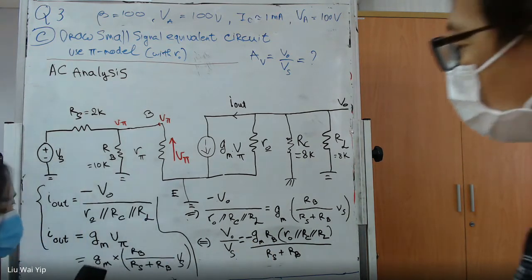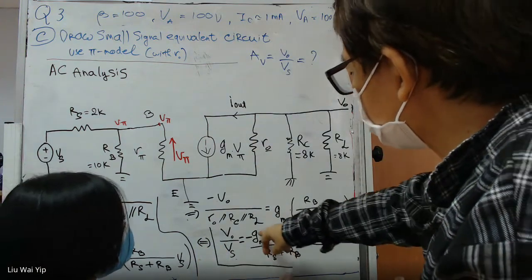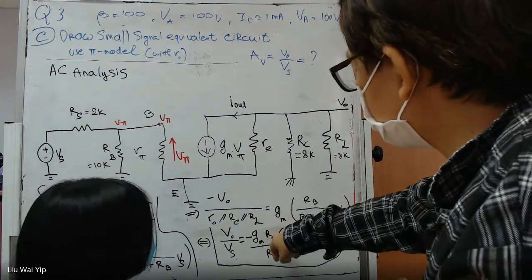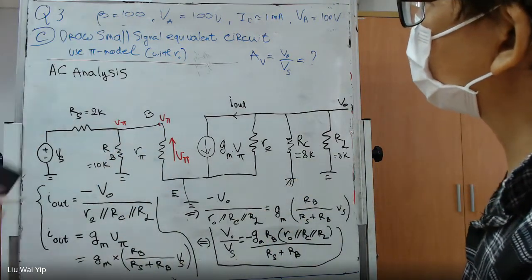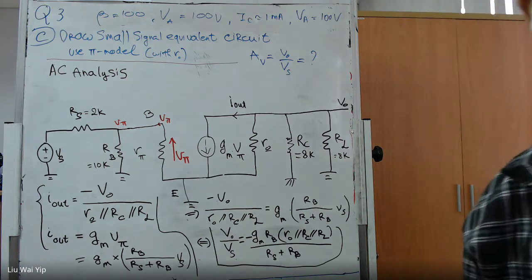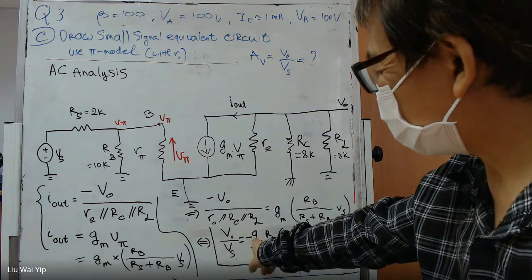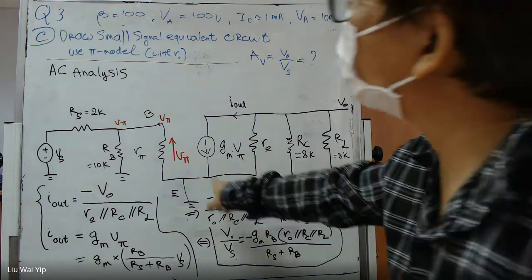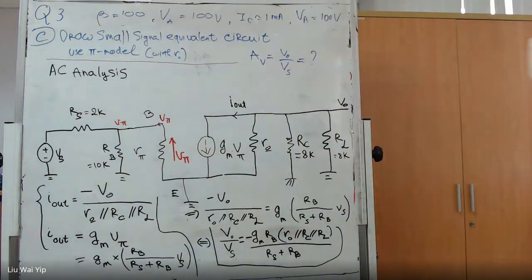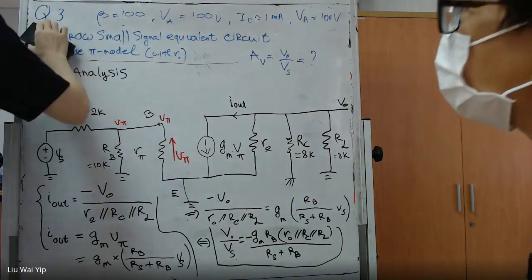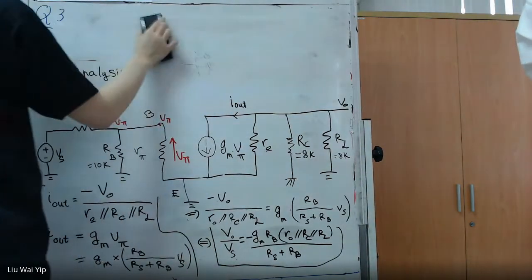Okay, so now you're ready to deliver the numerical answer. You just substitute Gm and so on. I think we should erase some, but for now I suggest you just do a hand calculation. Minus Gm is equal to 0.04. Okay, you can do this.